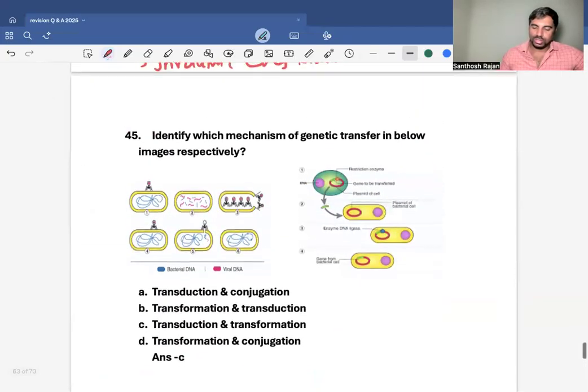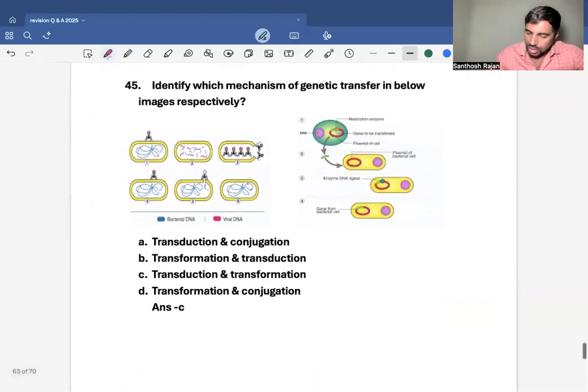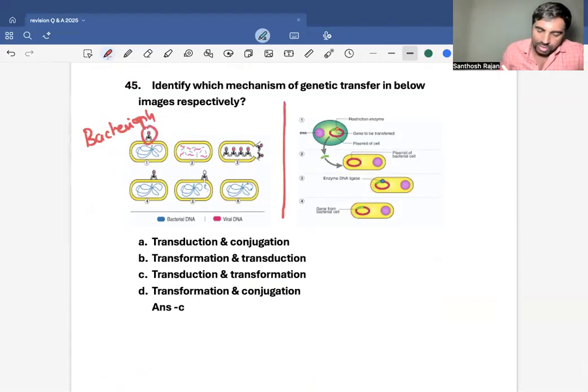Now the next one. Look at this picture. In the first picture, I'm seeing a bacteriophage. Identify the genetic transfer mechanism. I'm seeing a bacteriophage virus here. Whenever a bacteriophage is involved, remember the shortcut is BDS. B for bacteriophage, D for duction, S for Staphylococcus example. Duction, so transduction. A bacteriophage is involved with the cell membrane, so I'm going to say it is transduction.